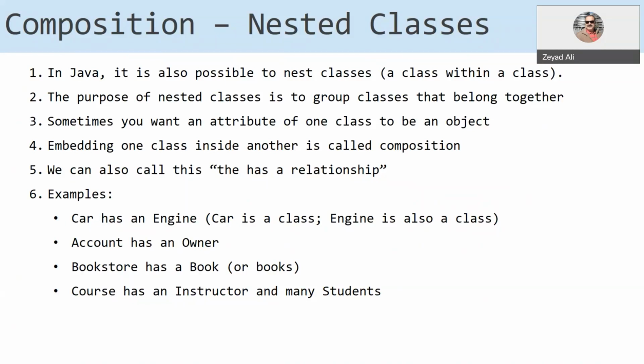Account has an owner. Same thing. Owner is a class, which is an attribute of another class, account. Same thing, bookstore has a book, or usually array list of books or many books. Course has an instructor and usually many students.